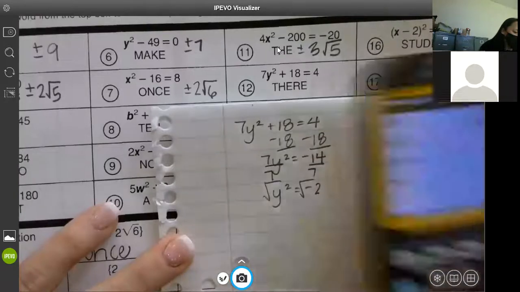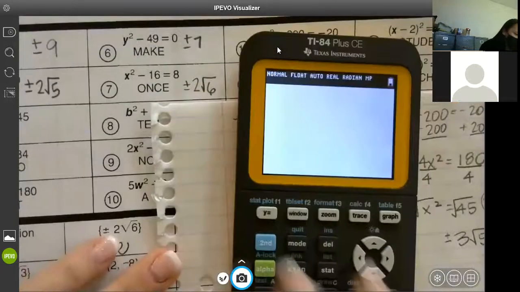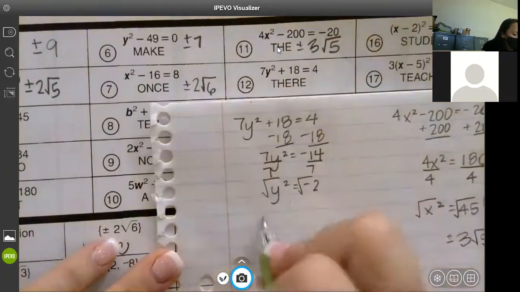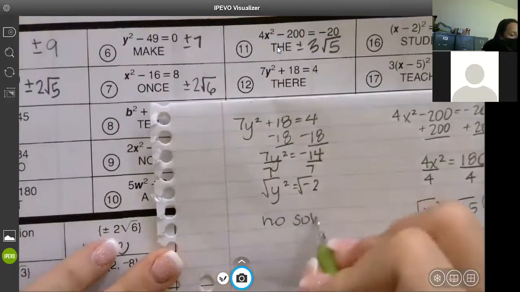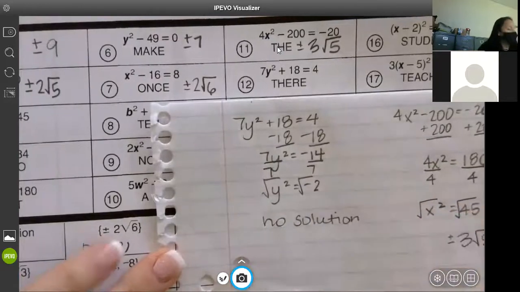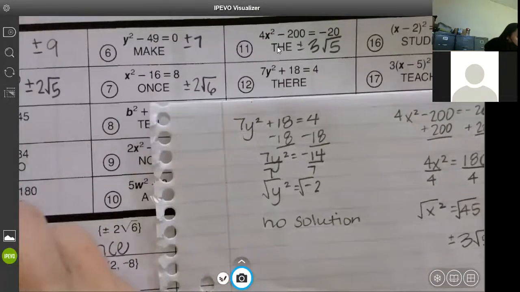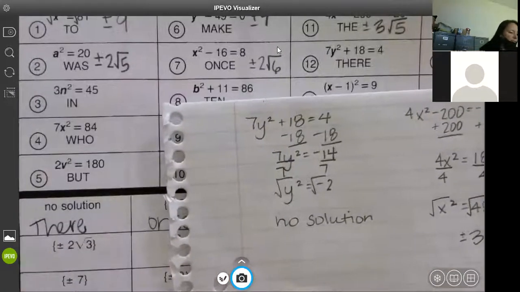Okay, watch what happens. Clear this out. I'm going to take the square root of -2. What'd it do? An error. It doesn't work, right? You can't take the square root of a negative number. So for now, for our course, this one is going to be no solution. We don't deal with imaginary numbers, which you'll get into in Math 2 and Math 3. So right now it's going to be no solution, but eventually it will have an answer, okay? But for now it does not. So first one on the bottom is there.